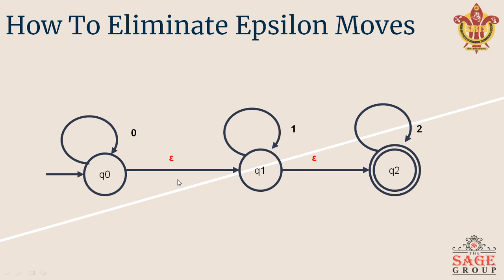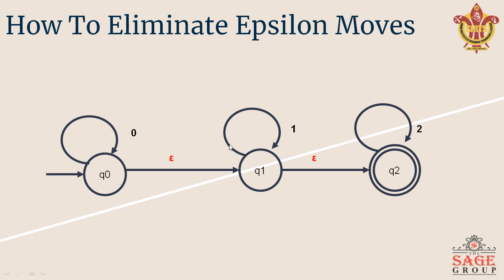So try to understand the rules. The first rule says find all the edges starting from vertex q1. So we'll have to identify all the edges which are starting from q1. So these are the two edges. This is the first one and this is the second one, which is starting from q1 itself.